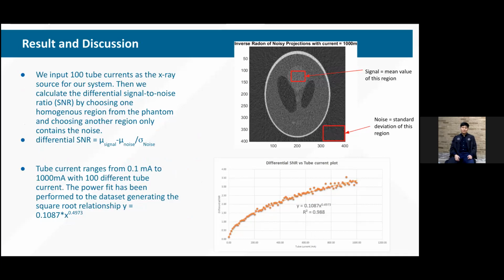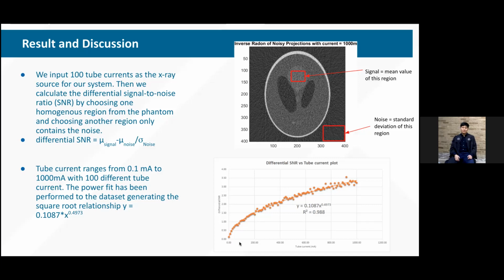Then we calculate the differential signal-to-noise ratios by picking two regions. The top red box is the homogeneous region from the phantom, and the bottom right red box is another region that only contains the noise. The differential signal-to-noise ratio is equal to the mean difference of the signal and noise, divided by the standard deviation of the noise. So the tube current ranges from 0.1 milliamps to 1,000 milliamps. Usually the smallest tube current is 10 milliamps.